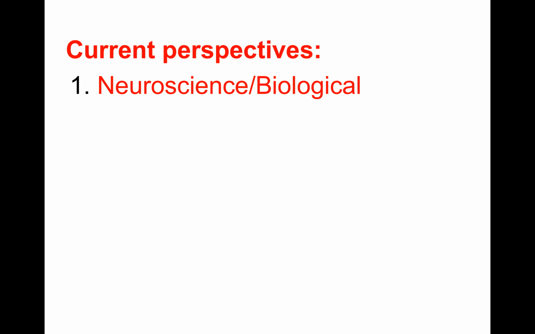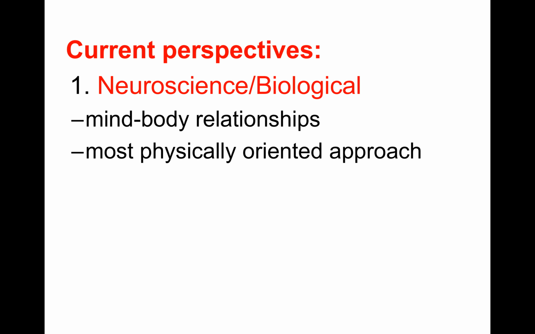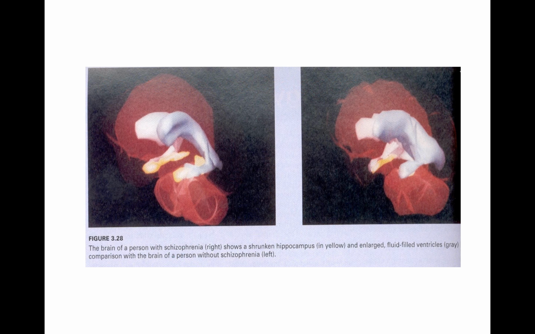Let's take a look at some more modern perspectives. One of the earliest is the neuroscience or the biological perspective, and this is by far the most physically oriented approach, as you'll see when we move into Chapter 2. Broadly defined, neuroscience or biological approaches look at the mind-body relationship. They may study things as diverse as how neurotransmitters influence physical and mental functioning to different structures of the brain and their functions. It is, again, the most physically oriented approach.